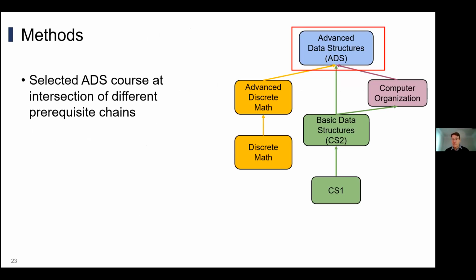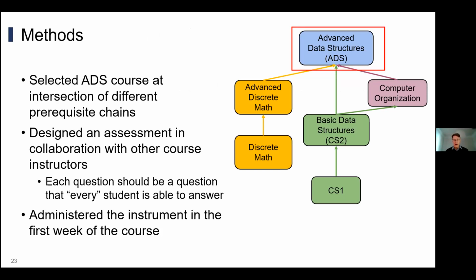I think it's actually a good one for this study because it's at the intersection of 3 prerequisite chains, one from math, one from basic programming, and one from systems. The second piece is we had to design a test. Now, it'd be tempting to make a challenging test, but that wasn't the point. So what we wrote was a test where the questions were, quote, questions every student should be able to answer.